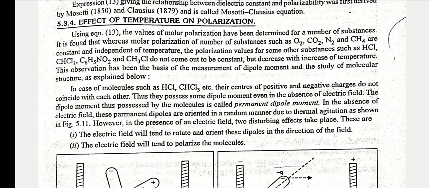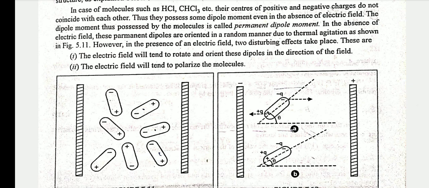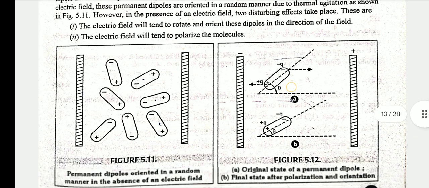In the case of molecules such as HCl, CHCl3, their centers of positive and negative charges do not coincide with each other, thus they possess some dipole moment even in the absence of an electric field. The dipole moment thus possessed by a molecule is called the permanent dipole moment. These permanent dipoles are oriented in a random manner due to thermal agitation, as shown in figure 5.11. However, in the presence of an electric field, an orienting effect takes place. The electric field will tend to rotate and orient these dipoles in the direction of the field. The electric field will tend to polarize the molecule.